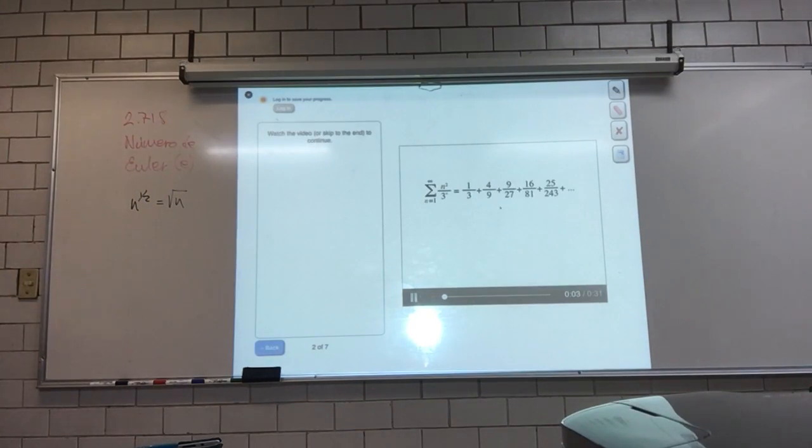Then 4 over 9, 9 over 27, 16 over 81, 25 over 243, and so on. The numerators are all the squares, and the denominators are powers of 3, which seem to get bigger even faster than the squares do. So one way to find out if this series converges is to perform a comparison test, where we compare this series to another series. Let's compare it to this series here, 4 over 2 to the n. Which of these two series has the bigger terms?